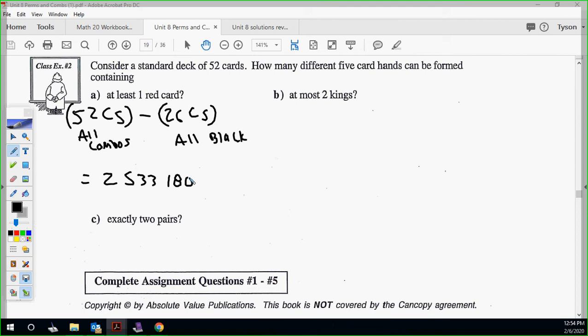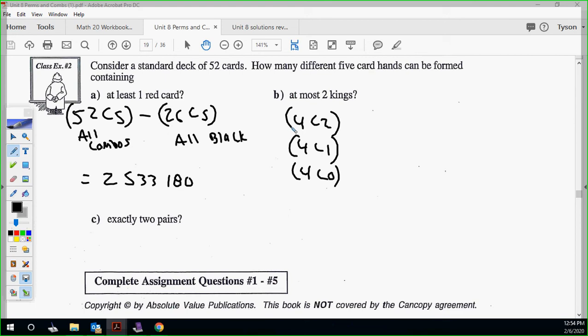At most, 2 kings. So at most means we want 2 kings, 1 king, or no kings. So we want 4C2, 4C1, and 4C0. Best way of this one is to add them. You could subtract if you wanted to take a little bit. It'd probably be about the same, actually.